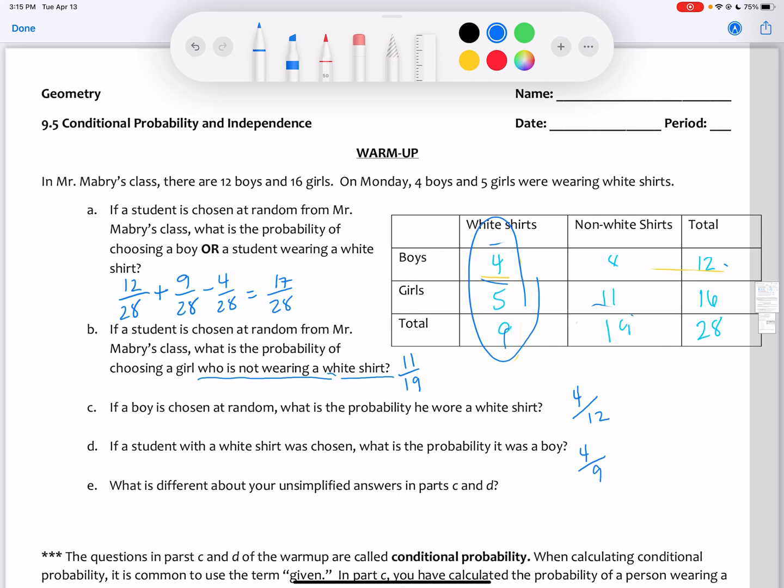Well, in part C, the condition was that it had to be a boy. In part C, the condition was from the group of boys. In part D, the condition was from the group of students who wore white shirts.